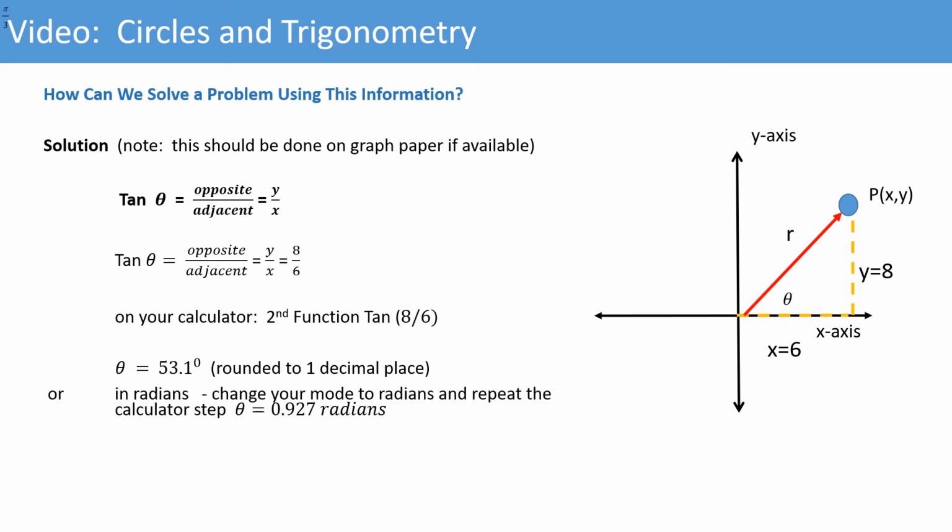Or in radians, if you change the mode on your calculator to radians and repeat the calculator steps, we get 0.927 radians. Just to double check, if you convert 53.1 degrees by multiplying by pi over 180, we will get 0.927 radians.